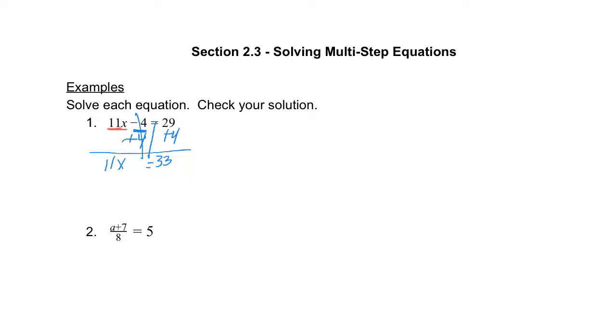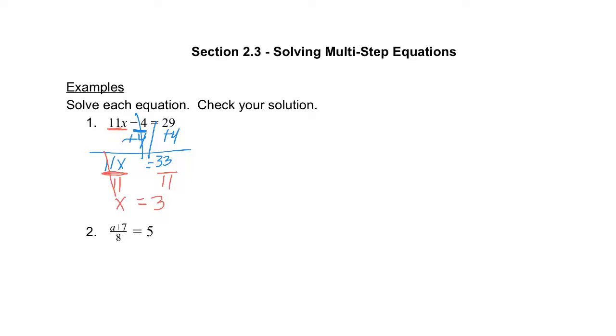x is not alone. We've got 11 here, keeping x from being alone. 11 is multiplying with x, so you need to divide it. That's the opposite of multiply. We do it on one side of the equation, so that means we do it on the other side of the equal sign as well. 11 divided by 11 cancels out. That's just 1, and we're left with x on the left. Equals stays in the same spot. 33 divided by 11 is 3.